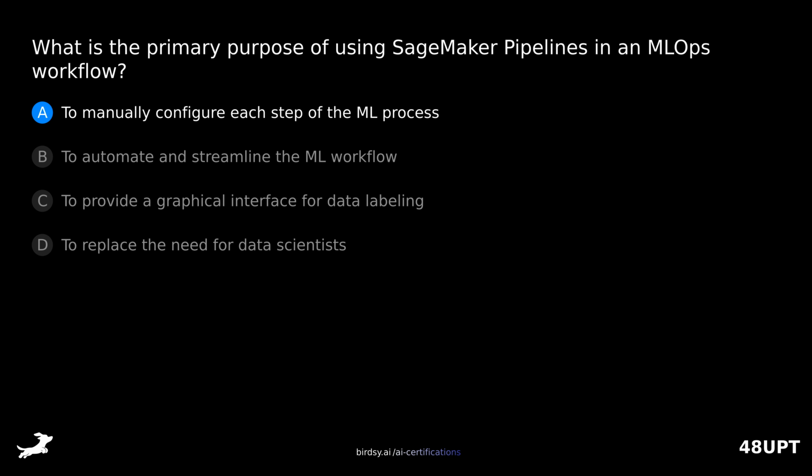Is it A, to manually configure each step of the ML process? B, to automate and streamline the ML workflow? C, to provide a graphical interface for data labeling? Or D, to replace the need for data scientists? The answer is B, to automate and streamline the ML workflow.